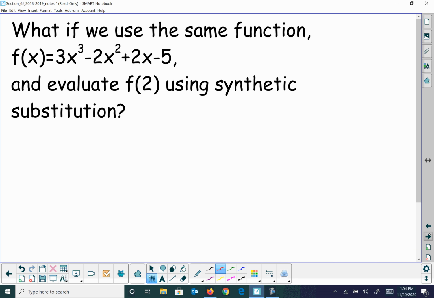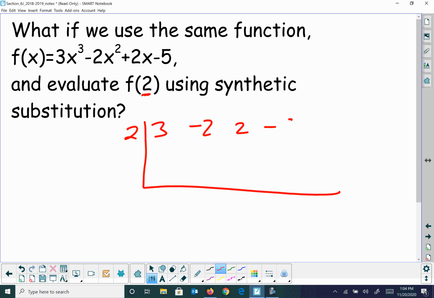Same function, but if we wanted to evaluate, so what I'm going to do is I'm going to take 2, and it's going to be our synthetic division. Make sure we don't have any gaps, so I have x to the third, x to the second, x, and no x. So remember, this first term comes down. 3 times 2 is 6. Add straight down, that gives me 4.